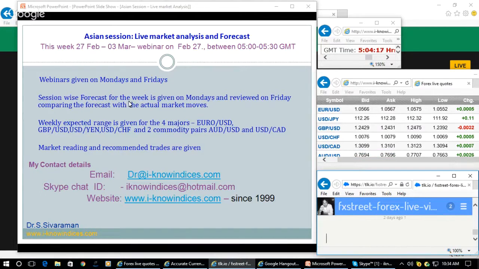I'll give the session-wise forecast and also the levels in which the currencies are expected to swing as the forecast part. Afterwards, I'll do the market reading in 4 majors and 2 commodity pairs using the initial lows and highs set in the live market code page. Then I'll also briefly touch upon the trading strategy with which we'll be able to minimize the risk and maximize the profit.